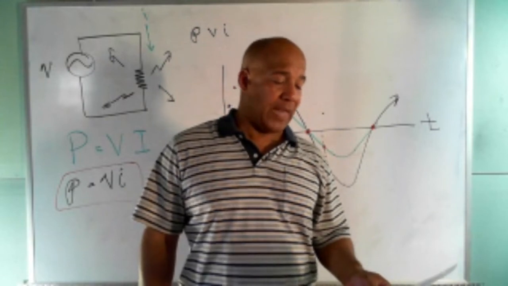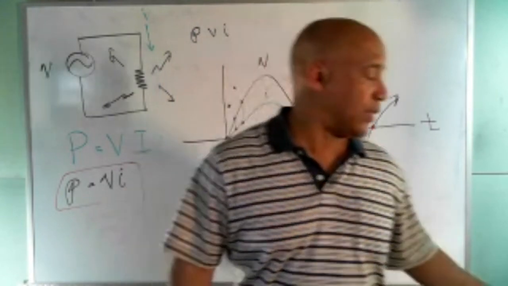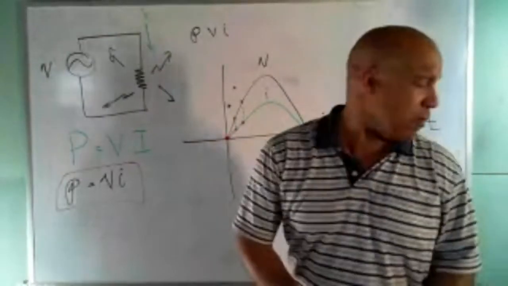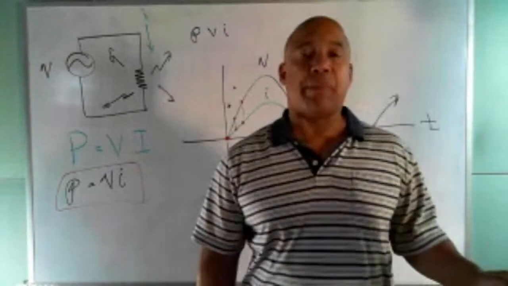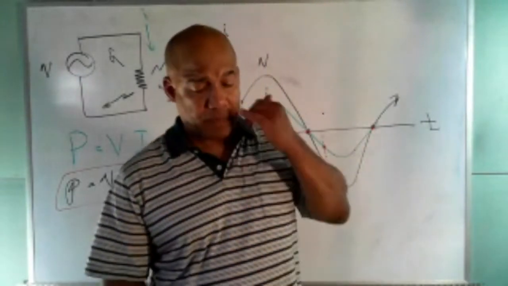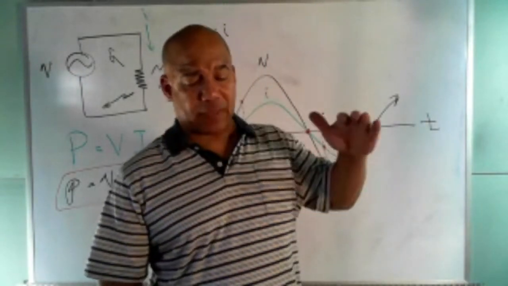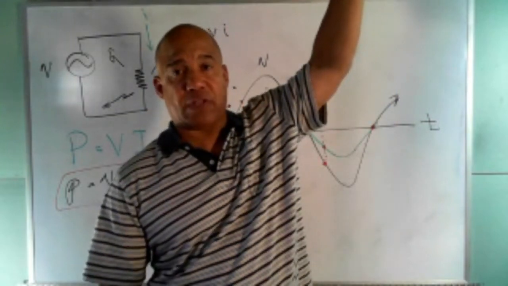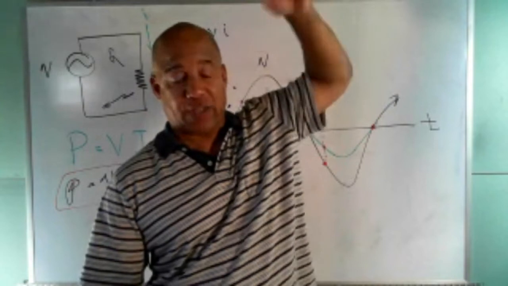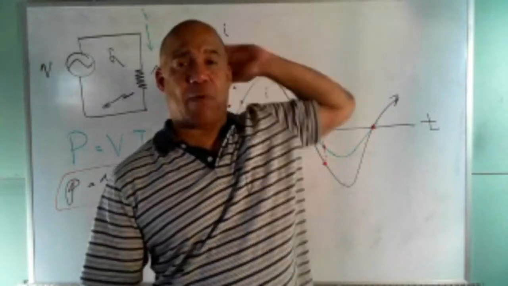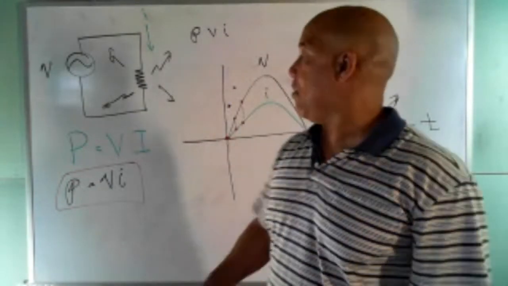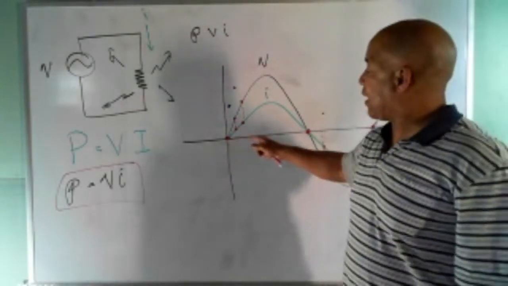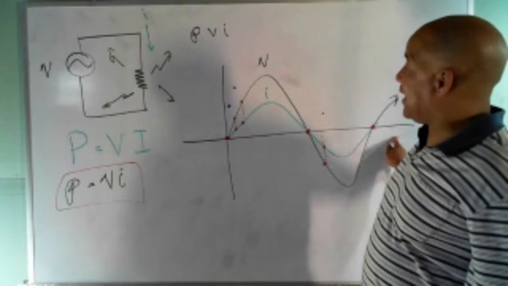Now, what if we change from a resistor to a capacitor? How does that affect our power curve? But let me go back over that power curve. Look at the power curve real close. I already pointed out that the whole power curve is above the t-axis, so it's all positive power. But look how many sine waves of voltage and current we have. We got one sine wave, one cycle of voltage, and one cycle of current. That's easy to see because they're in phase.